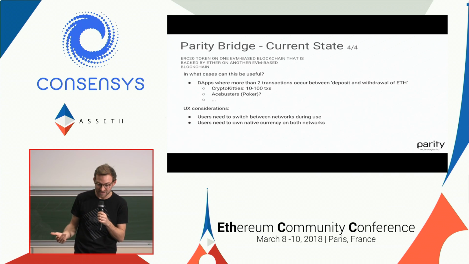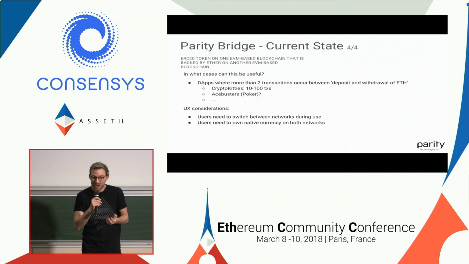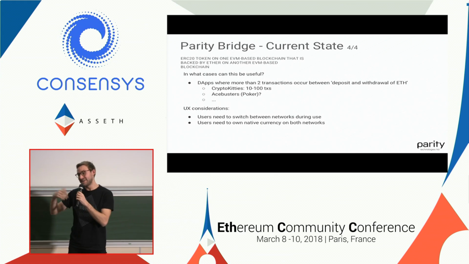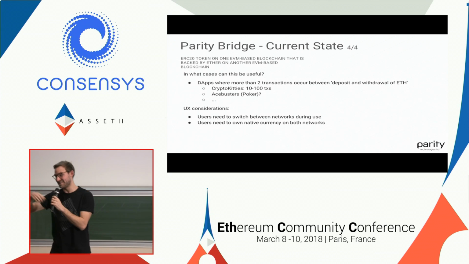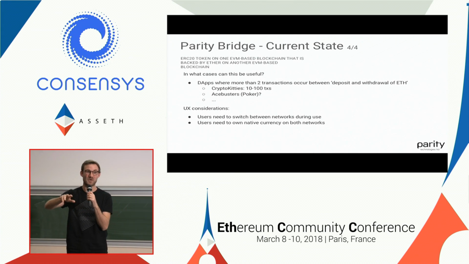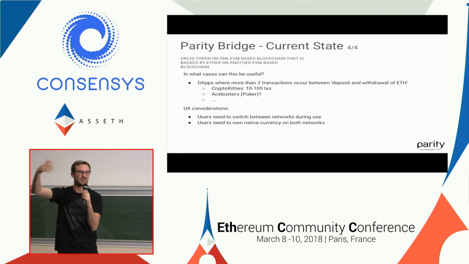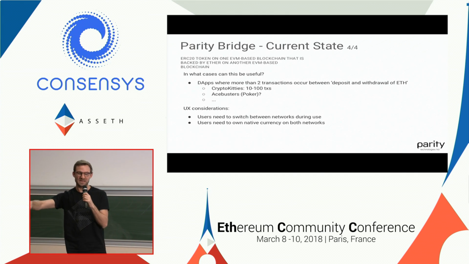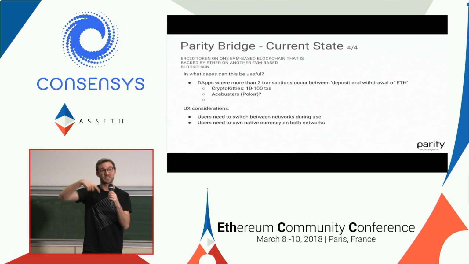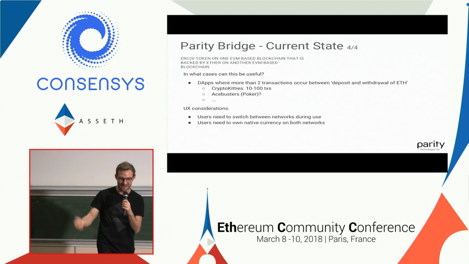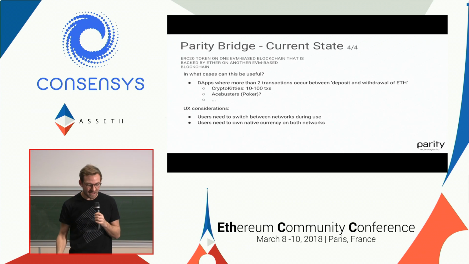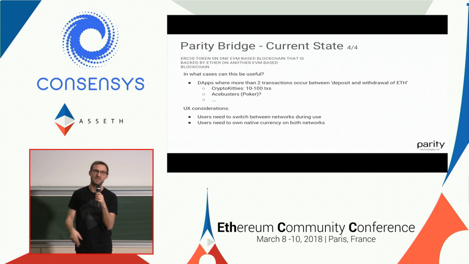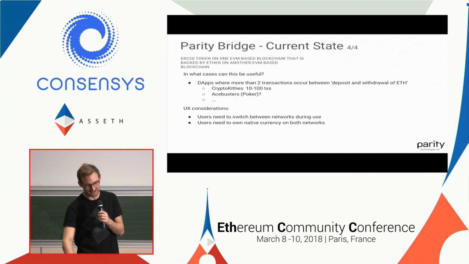A few UX considerations obviously apply. Number one, if the user keeps interacting with the Dapp, when he sends the Ether, he needs to be on the main network while sending it. So if you use MetaMask, for example, it has to be set to the main network, and then once the deposit is made and the wrapped Ether is made available to him, he has to switch MetaMask to the other network and interact with that. Pretty straightforward, right? And the second consideration for sure is users need to own native currency on the other chain as well, which is kind of unfortunate.